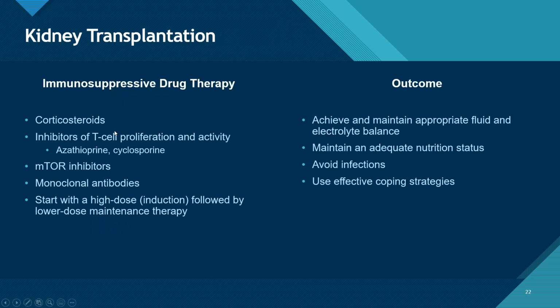Immunosuppressant therapy for kidney transplants, the likelihood is you're going to have the same things for liver transplants. Corticosteroids, inhibitors of T cell proliferation, that's azathioprine and cyclosporin. MTOR inhibitors, monoclonal antibodies. They always start with high dose during induction, followed by lower dose and maintenance therapy for the rest of their life.